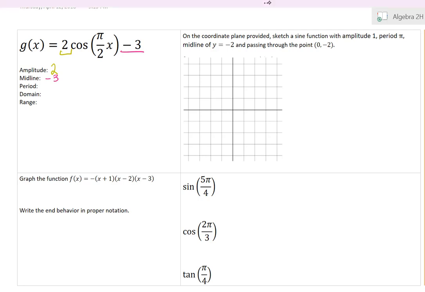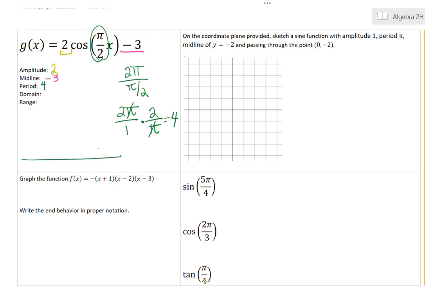Remember, your period is always going to be 2 pi divided by that B value. So your period is going to be 2 pi divided by pi over 2. Because that doesn't look super neat, I'm going to say 2 pi over 1. Remember, when you're dividing by a fraction, you flip and multiply. So times 2 over pi. Those pi's cancel out, and I get that my period is 4. That means for that cosine graph, if I were graphing it, 1, 2, 3, 4, it would complete all those values in 4.